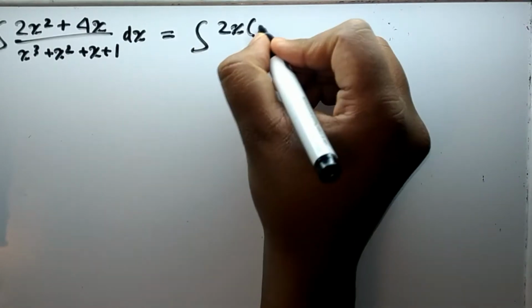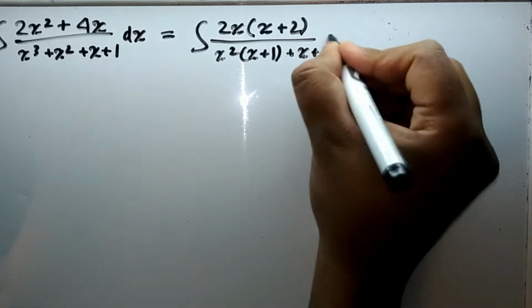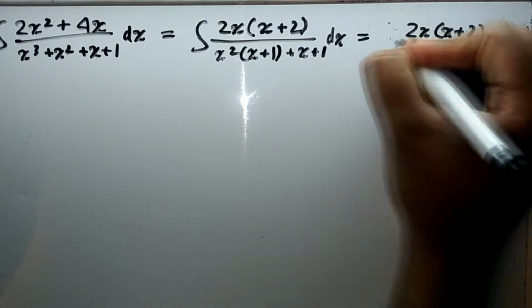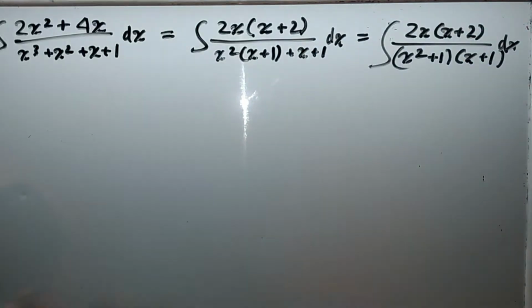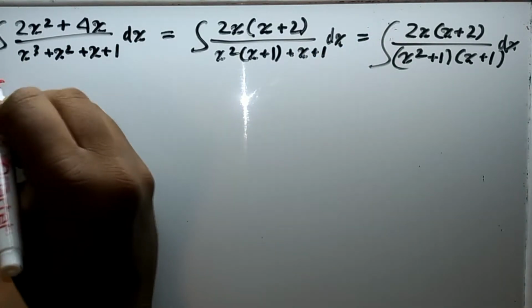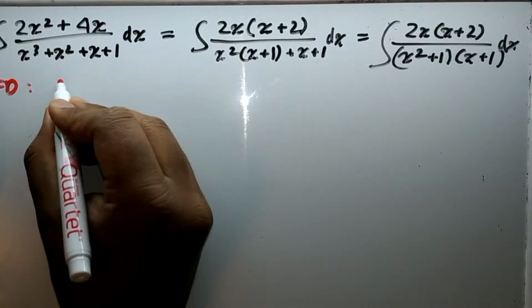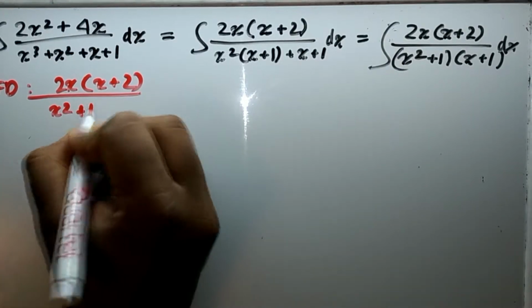For this example, to do partial fraction decomposition, we're going to actually have to factor. So the numerator doesn't really matter, but for the denominator, we can take out the x squared from the first two terms, and then we can just group the x plus 1's together. So it's just going to be x squared plus 1 times x plus 1, and now you're going to get something that looks similar to the previous example. So we're just going to write the partial fraction decomposition.